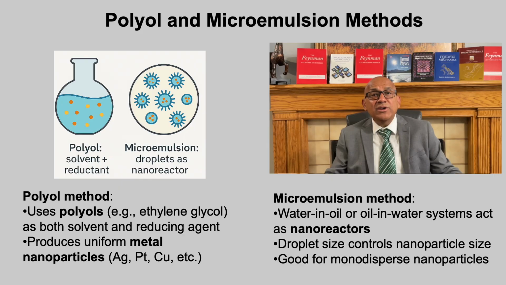The microemulsion method, on the other hand, uses water-in-oil or oil-in-water systems, where nanodroplets act as tiny nanoreactors. The size of these droplets controls the size of the resulting nanoparticles, leading to excellent monodispersity. Both approaches are highly tunable and are widely used in producing functional nanoparticles for catalysis, electronics, and biomedical applications.